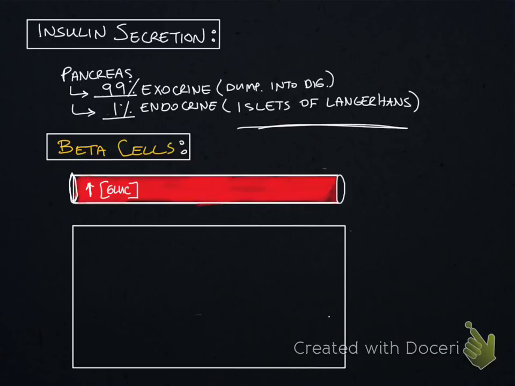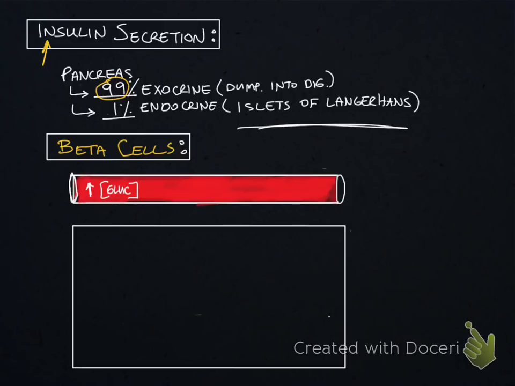Now it's important that we understand what happens to glucose in the blood. Okay. And it wouldn't really do anything if it wasn't for this hormone called insulin. Insulin comes from the pancreas. The pancreas is an exocrine and an endocrine organ. 99% of it is exocrine. That means it's dumped into the digestive tract. Only 1% is endocrine, meaning it's forming these hormones dumped into the blood.